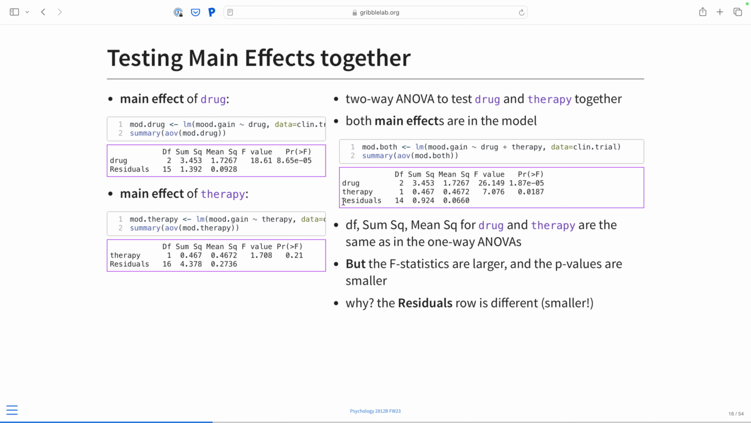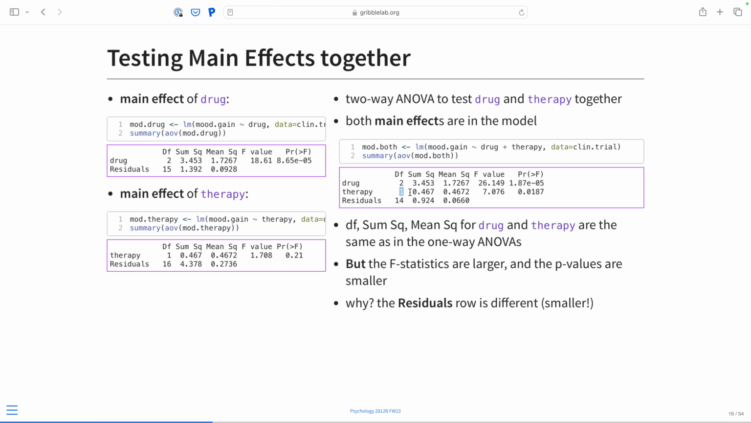And then finally, let's look at the last row, which is residuals, sometimes called the error term. It's the leftover variance that's unexplained. The degrees of freedom in the combined model is 14, which is smaller than it was in the individual models, 15 versus 16. And that's because just like in multiple regression, each time we add a factor to the model, each time we add an independent variable to the model, we have to pay for it using some of the degrees of freedom from the residuals.